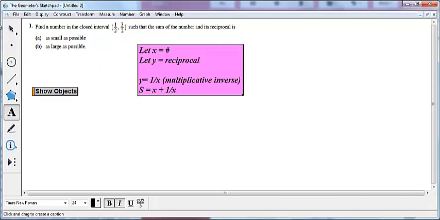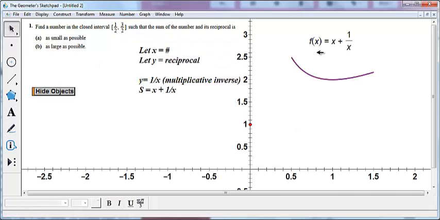So the first thing that I would do is graph this function. x is the number, and 1 over x is its reciprocal. So the sum looks like this. In between 1/2 and 3/2, it looks like this. It looks like the minimum is going to be right around here, and the maximum is going to be at one of the endpoints, either 1/2 or 1.5. And it looks to me like this one is larger than this one. So the maximum, to be as large as possible, is going to be at the endpoint at 1/2. That's why they call it the closed interval.